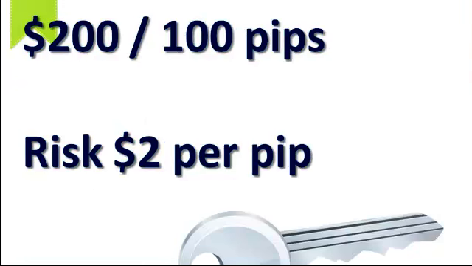So we're going to take $200 and divide it by the 100 pips, which is the difference between the entry point and the stop loss, and we're showing that we can actually risk $2 per pip. So now let's go to a live example, and I'm going to show you how to enter this trade into the actual software.